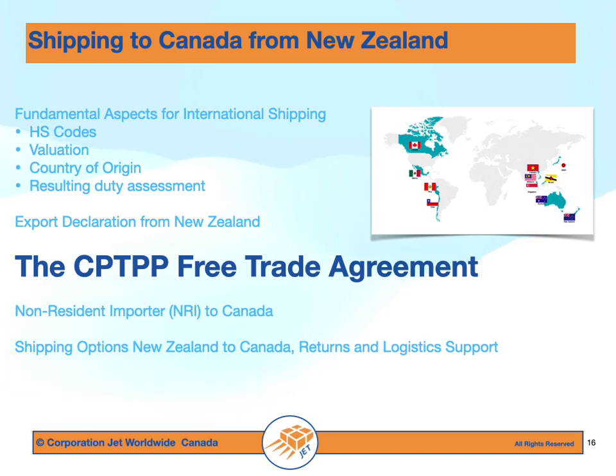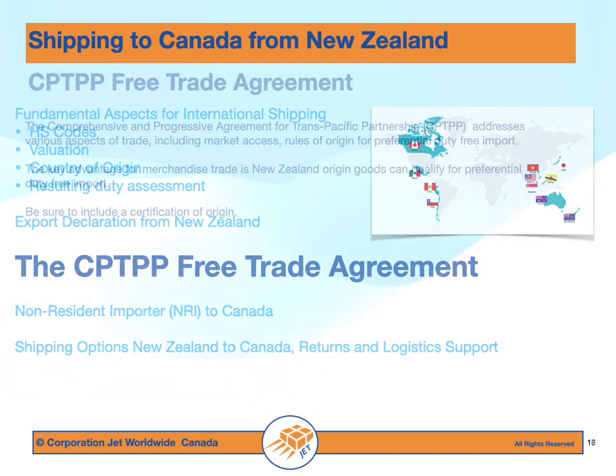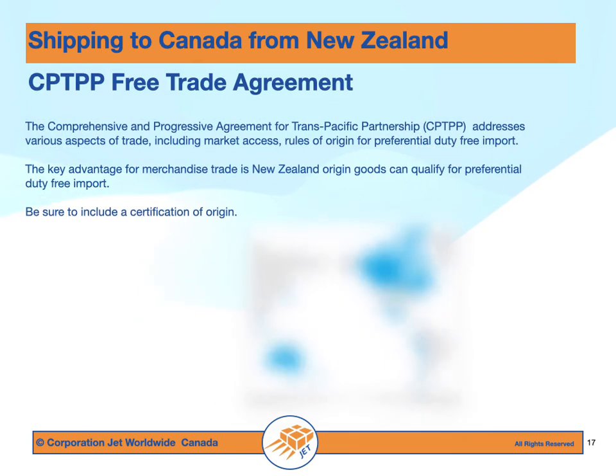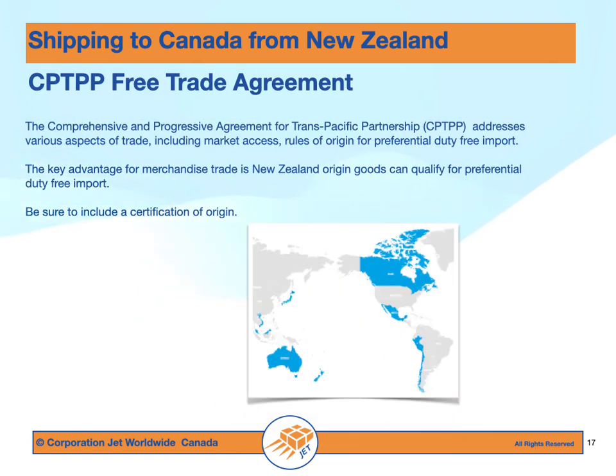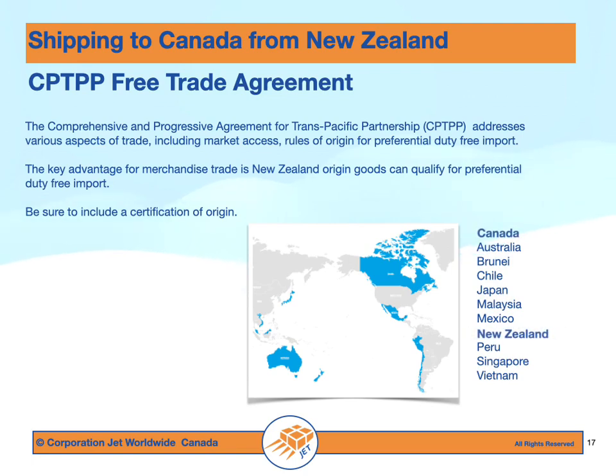The CPTPP Free Trade Agreement. The Comprehensive and Progressive Agreement for Trans-Pacific Partnership, or CPTPP, is a free trade agreement between 11 countries, including Canada and New Zealand. The advantage for merchandise or goods is that New Zealand origin goods can qualify for preferential duty-free import to Canada. Be sure to include a certification of origin if you wish to take advantage of this free trade agreement.